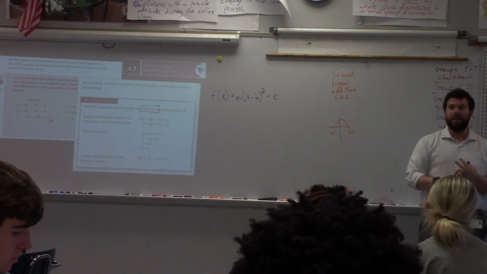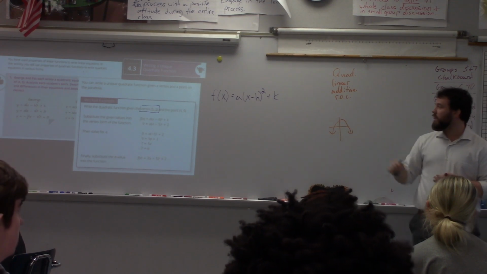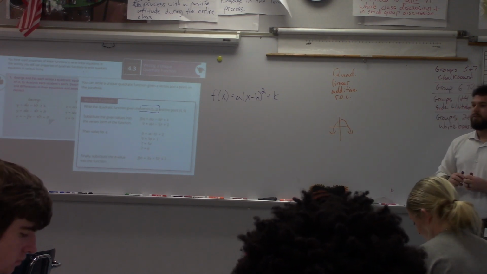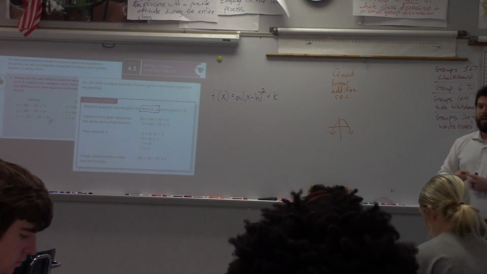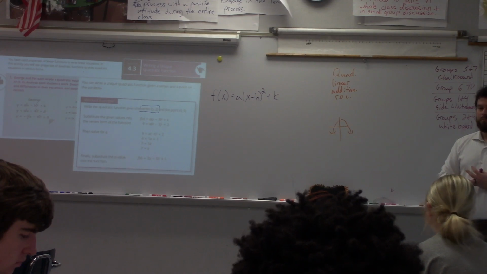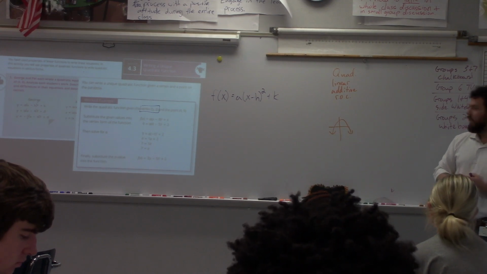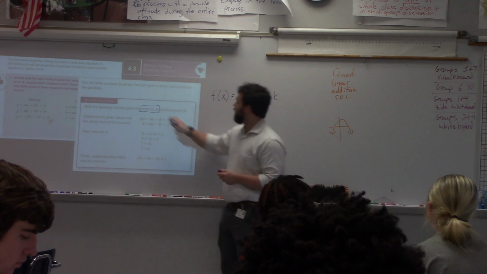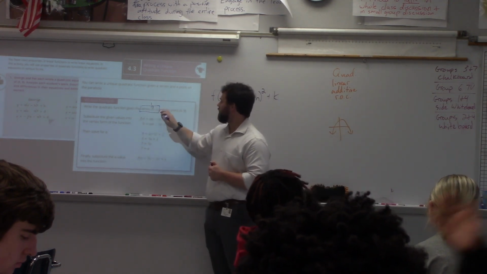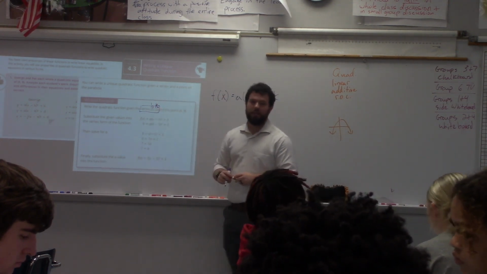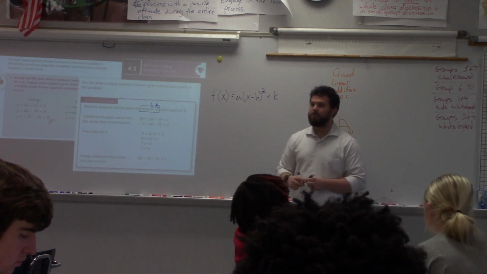I need A, H, and K. Anybody know any of those three right away to get us started? Does anyone know A, H, or K? H is 5. K is 2. Vertex, h comma k every single time, right?